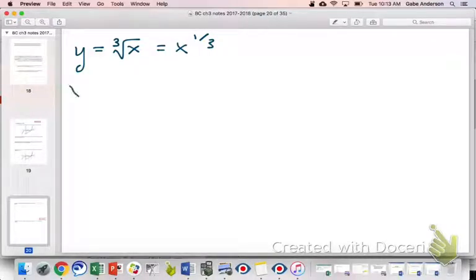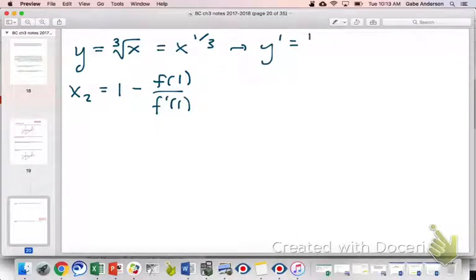So we would write x2 is equal to 1 minus f of 1 over f prime of 1. And of course, that would represent the function f of x, I guess. And then y prime would be 1/3 x to the negative 2/3. So take a minute, and will you guys find what that would be? Use your calculators. I chose 1 because the cubed root of 1 is convenient, right? Let's see if we try 1.